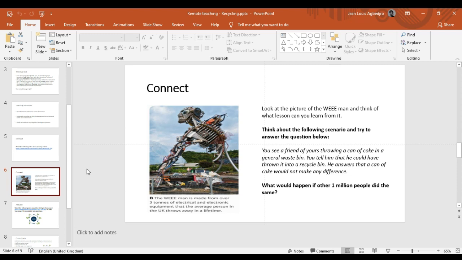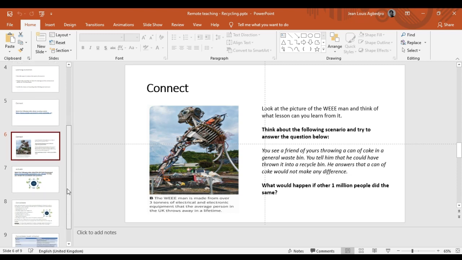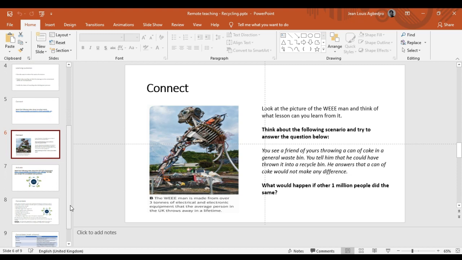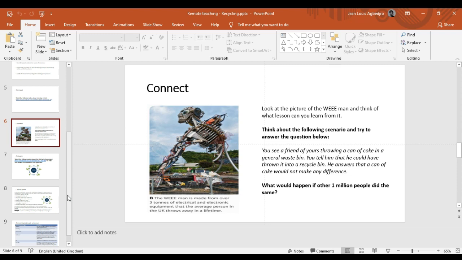But that's exactly what happens when you chuck your can of Coke, or whatever, bottle or plastic or paper, in the normal bin, and it could have been recycled. So everyone has a huge responsibility in how the environment is affected by us.